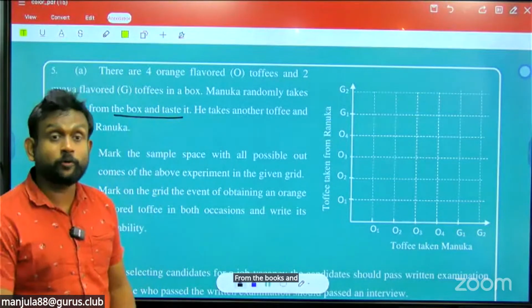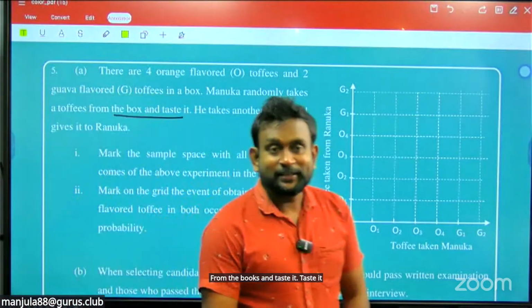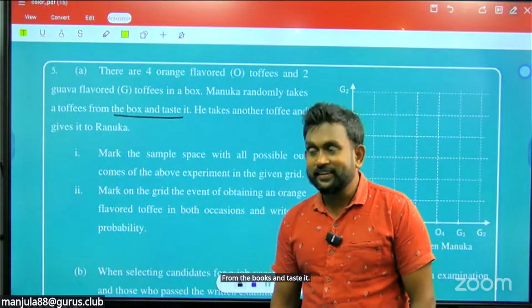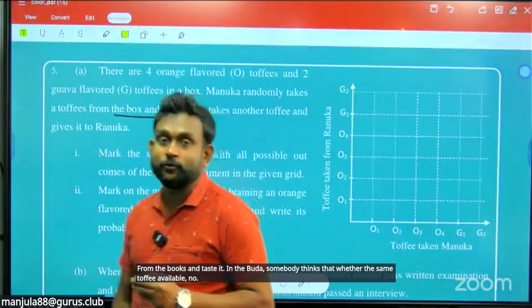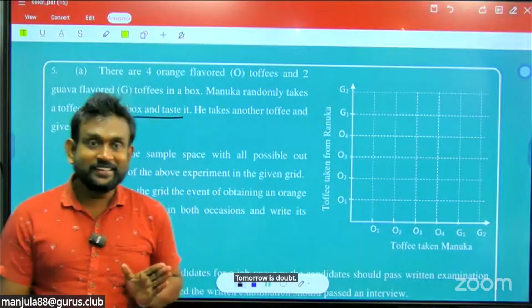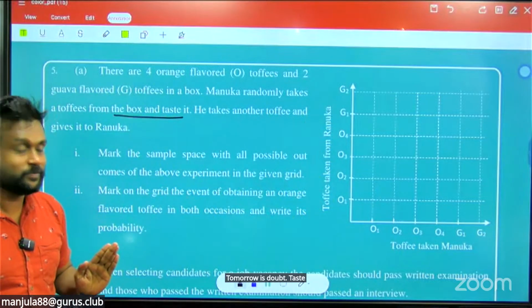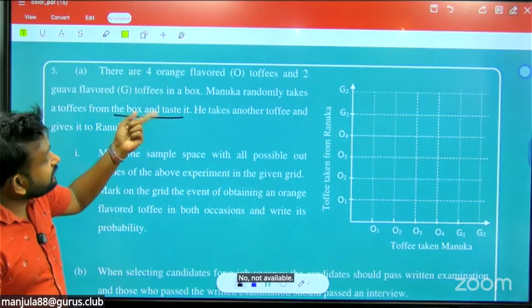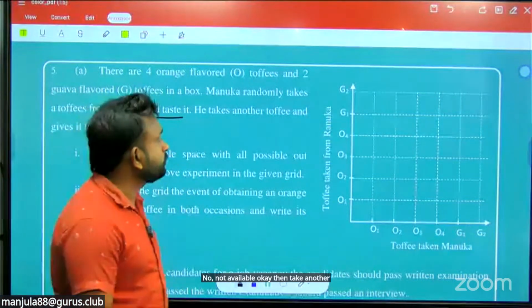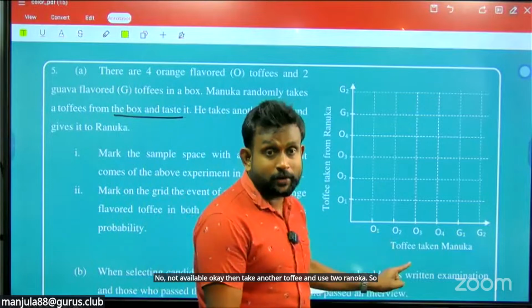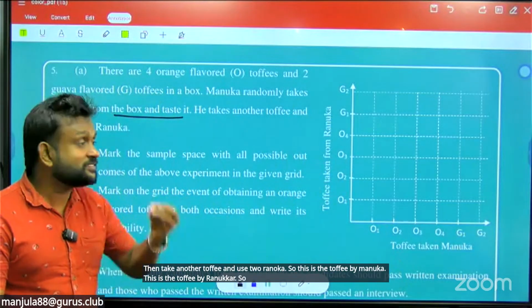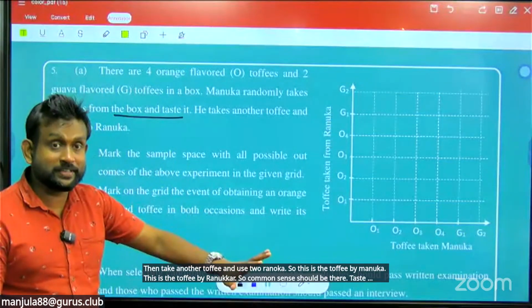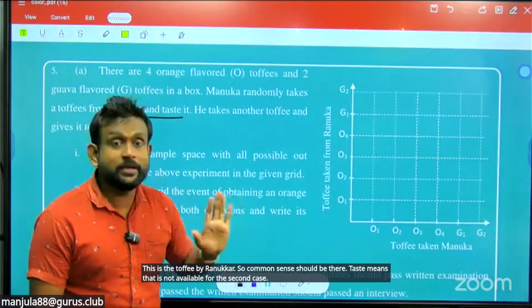Taste it means he eats the toffee. Then somebody may doubt whether the same toffee is available. No. After eating, the toffee is not there, right? Taste means not available. Okay. Then take another toffee and give it to Ranuka. So this is the toffee by Manuka. This is the toffee by Ranuka. So common sense should be there. Taste means that is not available for the second case. So that's the major condition.